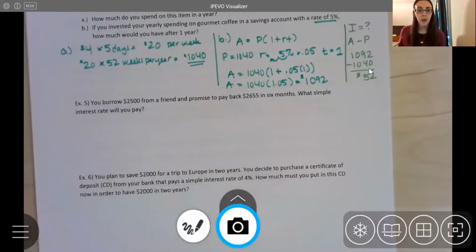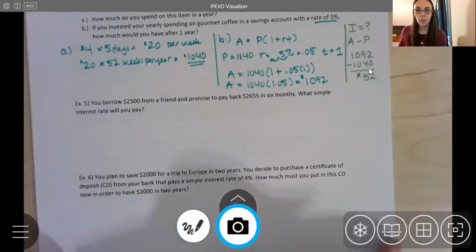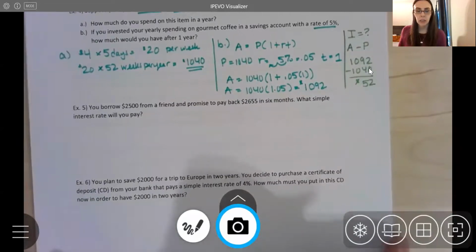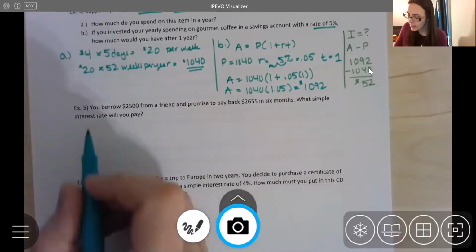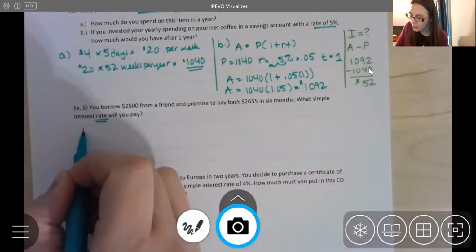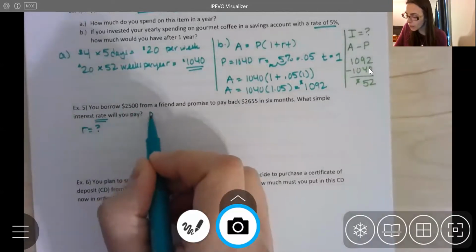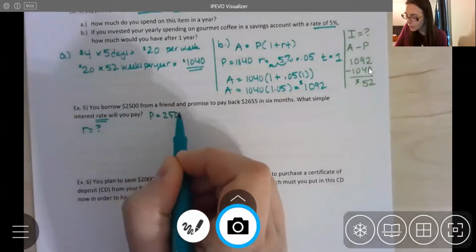All right, you borrowed $2,500 from a friend and promised to pay back $2,655 in 6 months. What is the simple interest rate you will pay? All right, now this one's a little trickier, right? So we're asking for the simple interest rate. So I don't know the rate here. That's what we're saying. What is the rate? I don't know. I know my principal, though, is $2,500, right?